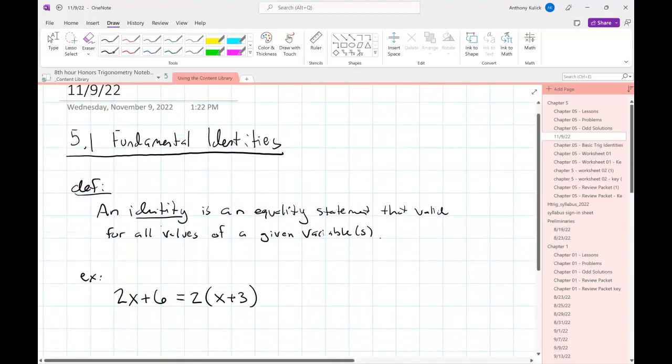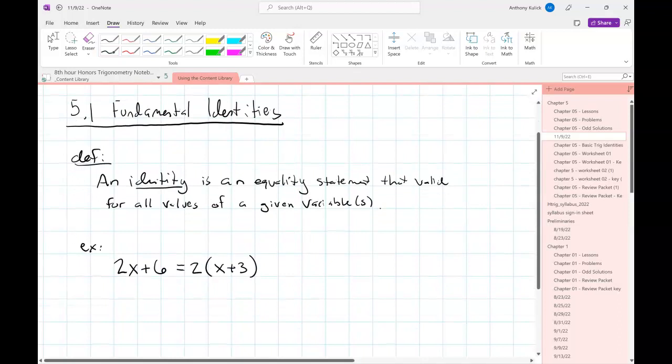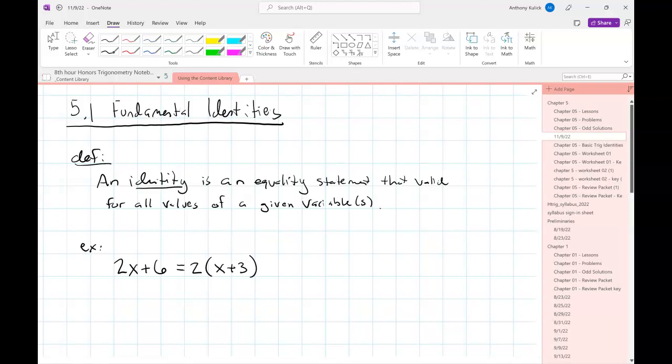So what we're going to do today is build out a whole bunch of these identities that involve trigonometric relationships. So things involving sine, cosine, tangent, etc. Some of these are things that we already kind of knew or might have noticed already. I think today they're basically all things that we kind of knew already.